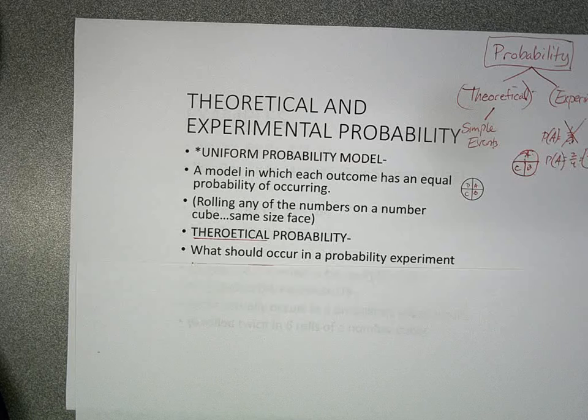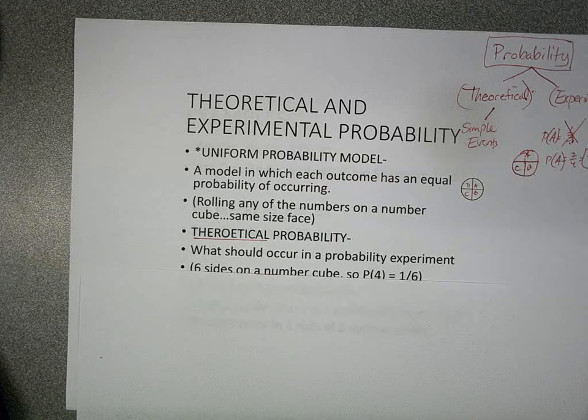This is what should occur in a probability experiment. What should occur in a probability experiment? So, using math in what we just did last lesson with simple events, this is what should occur when you actually play a game. Okay? So, for example, kind of like on our last lesson, if you have six sides on a number cube, then that means that the probability of rolling a four is one out of six, because four is on one of the sides. So, just a review of simple events. In theory, we should roll a four one out of every six times we roll that number cube.